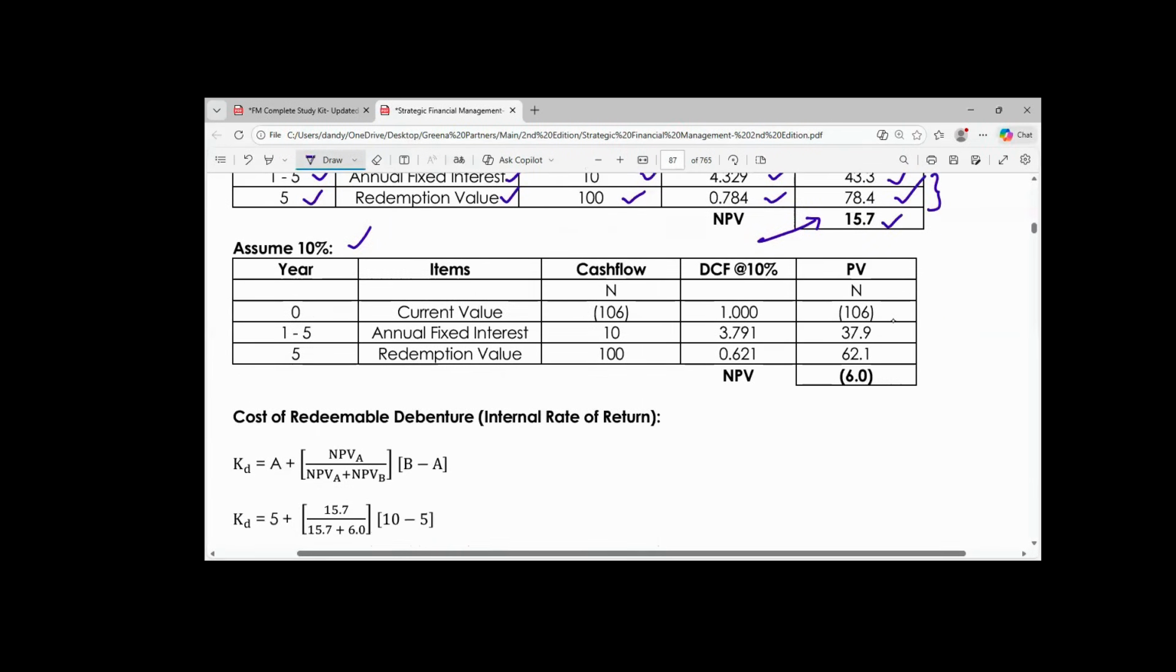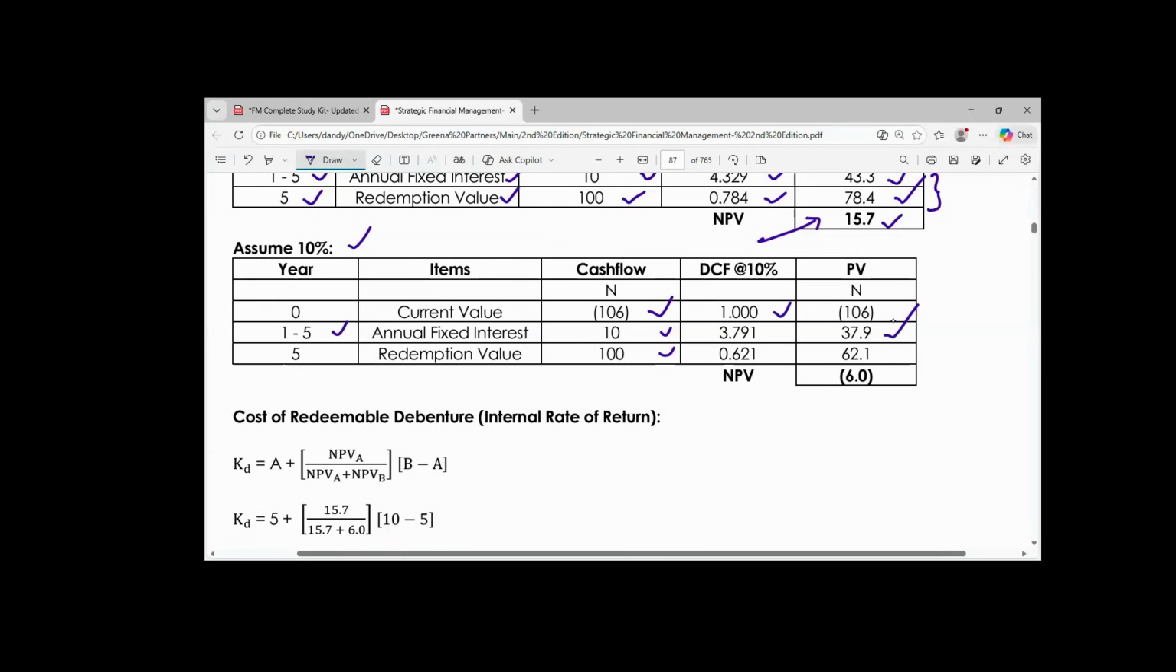Do the same thing. Our cash flow still remains the same. All right, so all I need to do is to multiply. Since I'm assuming 10%, the discount factor for year 0 at 10% is 1. Then the annuity factor of year 1 to 5 at 10% will give us 3.791. When you multiply that with 10, that will give us 37.9.